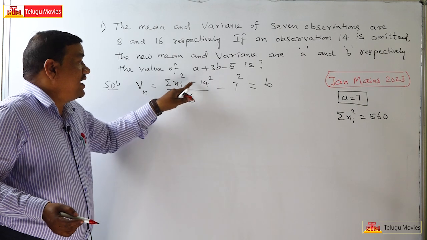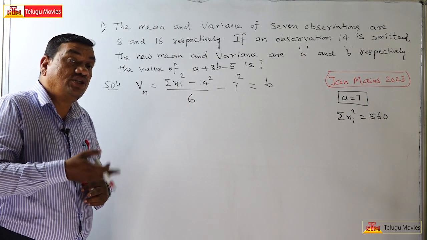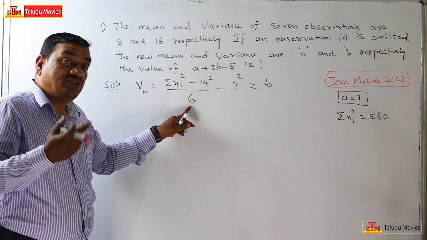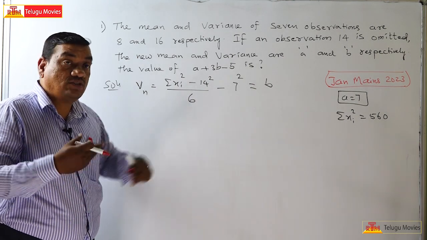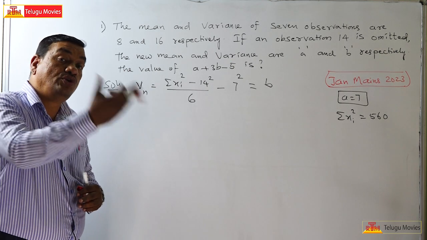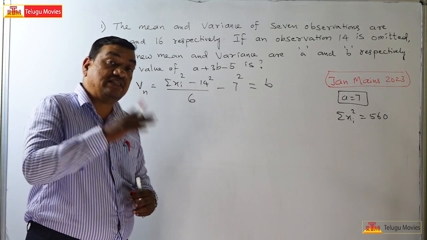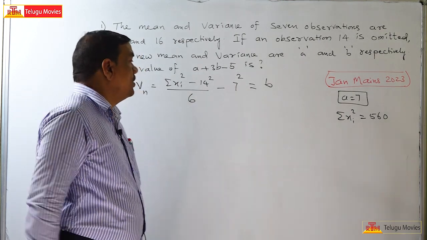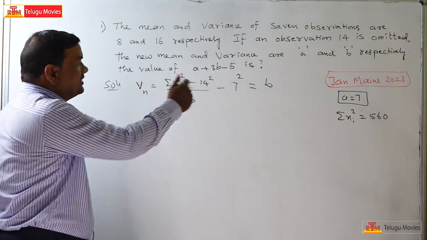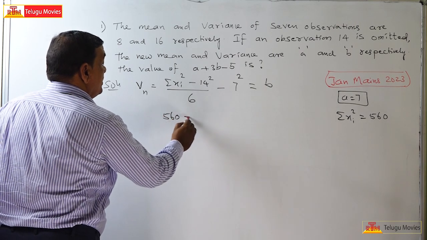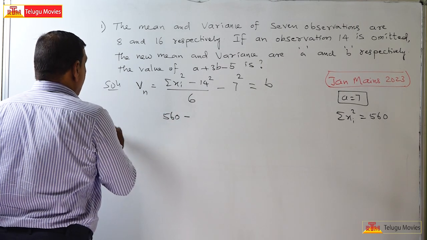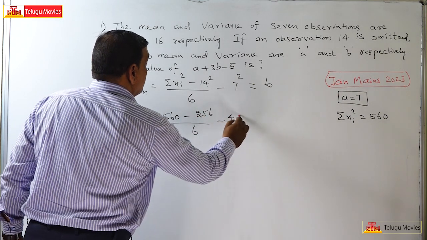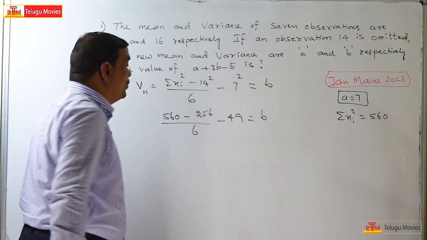Understand here: sigma xi square by n minus x bar square. Here 14 is removed, that means you have to remove 14 square. By the number of observations, 6 now, minus x bar square, where x bar is the new mean. After 14 is removed, the new mean is equal to 7. Okay, now 7 square. Now calculate. Already sigma xi square is equal to 560 minus 14 square over 6, minus 7 square, 49, is equal to B.